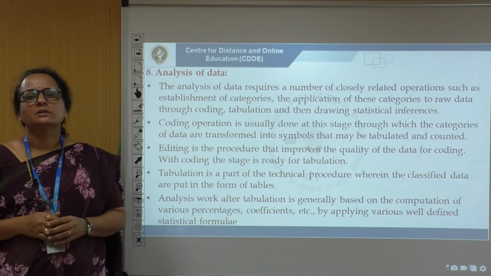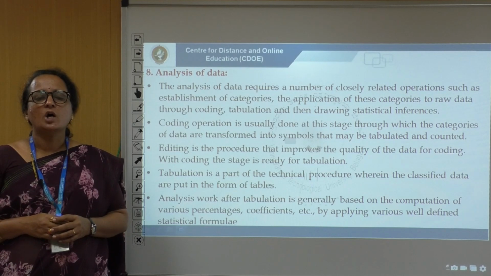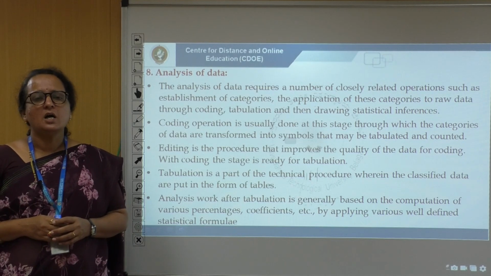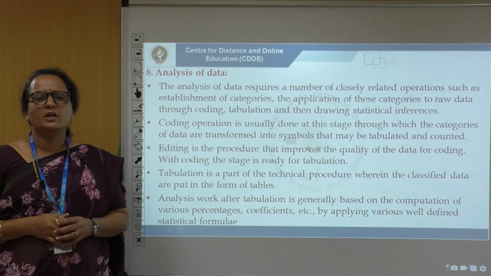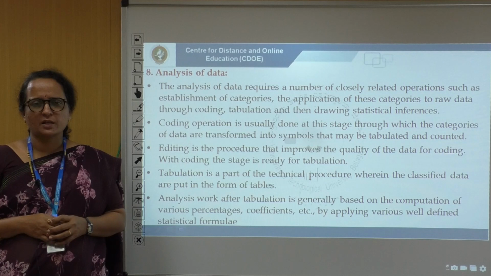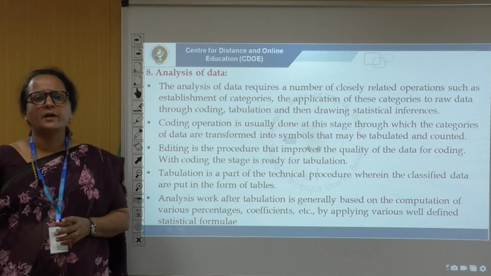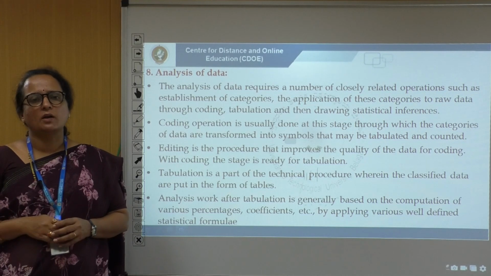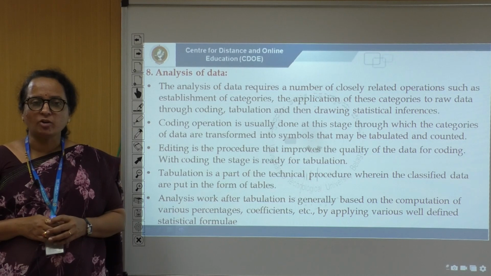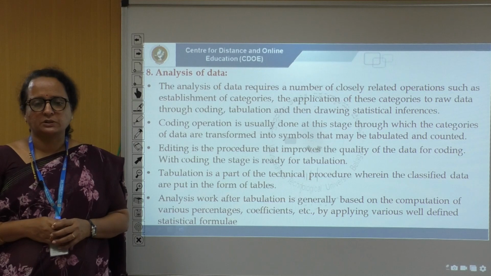After coding, the next step is tabulation of data. The data is put in the form of rows and columns. If the researcher is going for an e-questionnaire, collected in the form of a Google form, then an Excel sheet will be generated automatically, with the data in rows and columns. But if the survey is carried out manually, then we need to tabulate the data in the form of rows and columns. That is tabulation of the data.